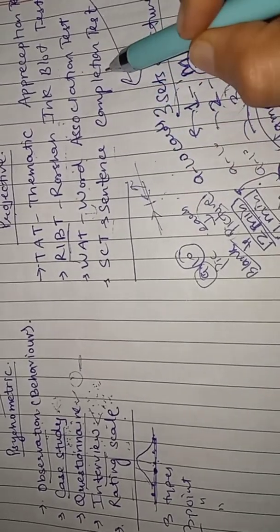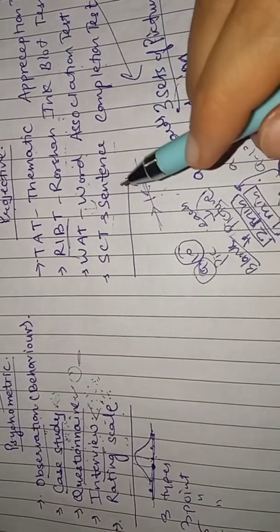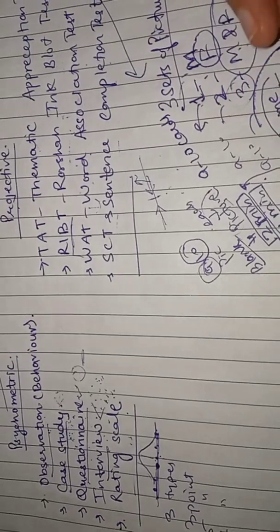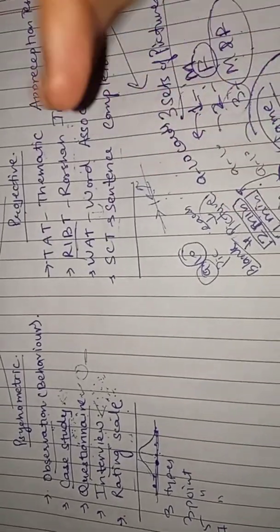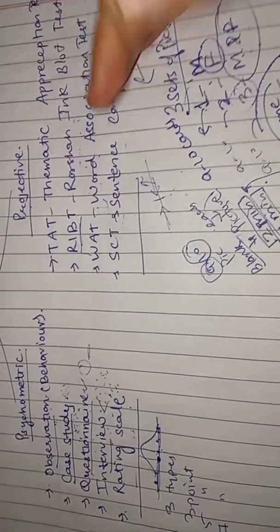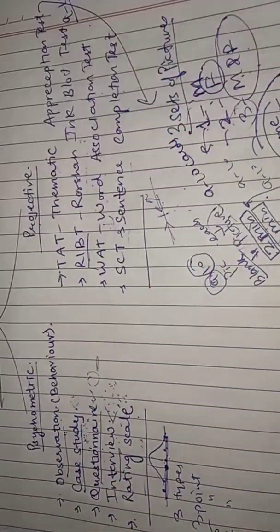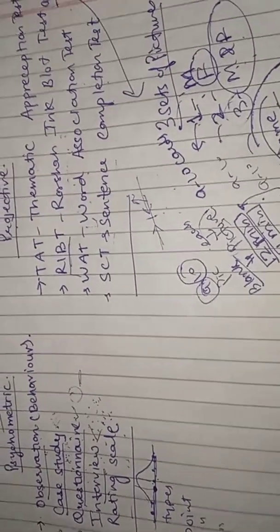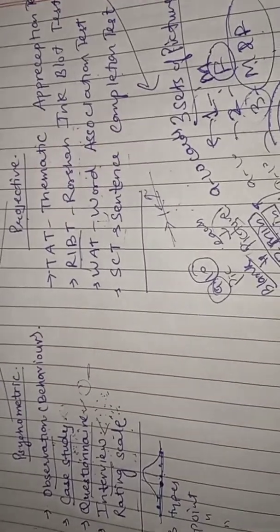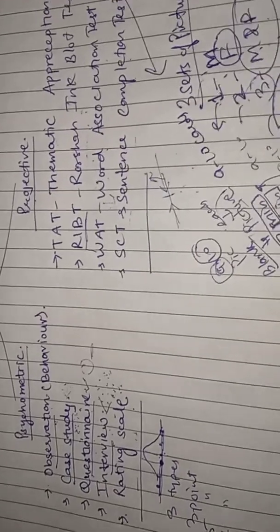Sentence completion test. Let's say I say, "I feel happy when I give time to myself." So that means what? This is sentence completion, and this makes some sense also, that whenever I give time to myself, I really feel happy. So that means there is some association between these two lines.